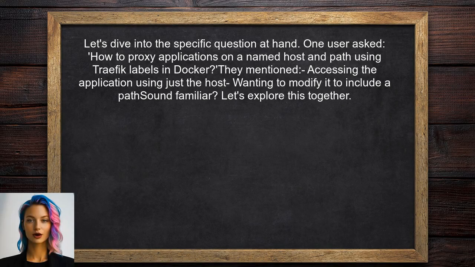Let's dive into the specific question at hand. One user asked how to proxy applications on a named host and path using Traefik labels in Docker. They mentioned that while they could access their application using just the host, they wanted to modify it to include a path. Sound familiar? Let's explore this together.